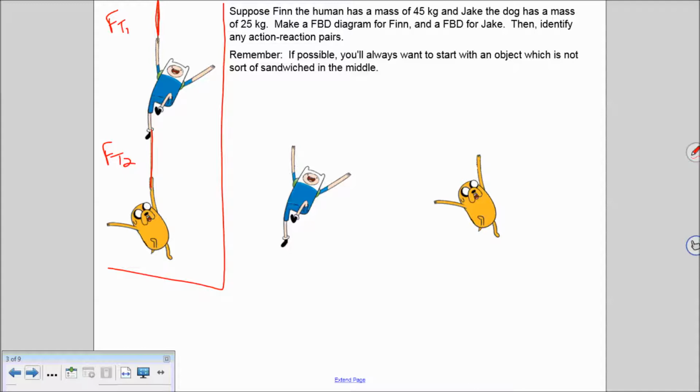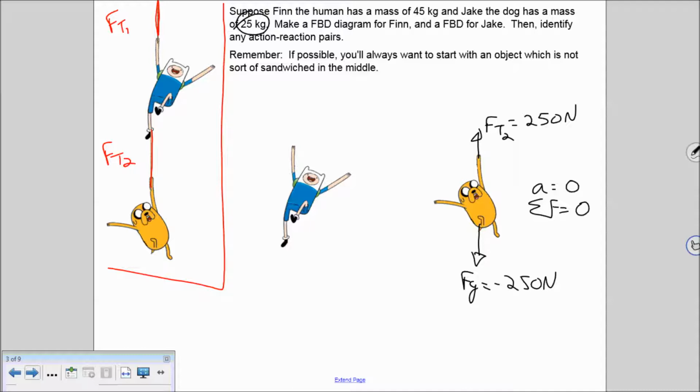What we're going to do is once again start with the object that's not sandwiched in the middle. This time that's Jake. He's hanging down here at the bottom by himself. So we can always start with our gravity. The force of gravity is 25 kilograms times negative 10, so negative 250 newtons. He's not moving, therefore the acceleration is 0 and the net force is 0, because he's just hanging there from a rope. That means the force of tension from the rope has to be big enough to make the net force 0. So the force of tension 2 is positive 250 newtons.